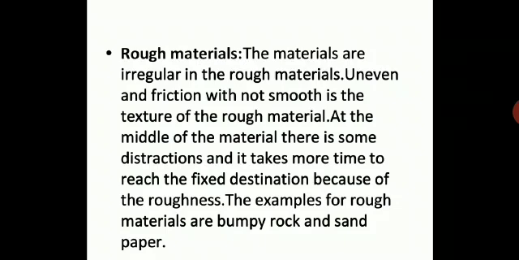The examples for rough materials are bumpy rock and sandpaper. Sandpaper is a paper which we use to polish surfaces. So it has a rough texture, a rough surface. You polish walls and so on before applying paints. So sandpaper is very rough.